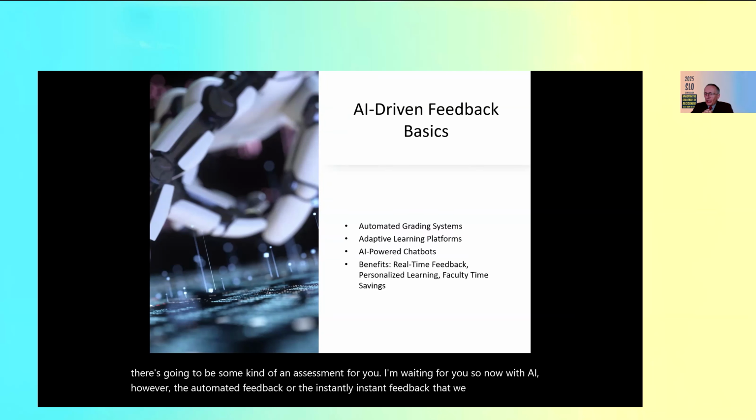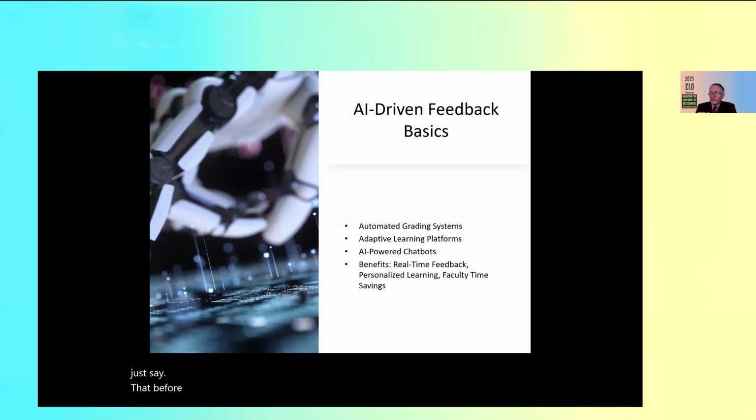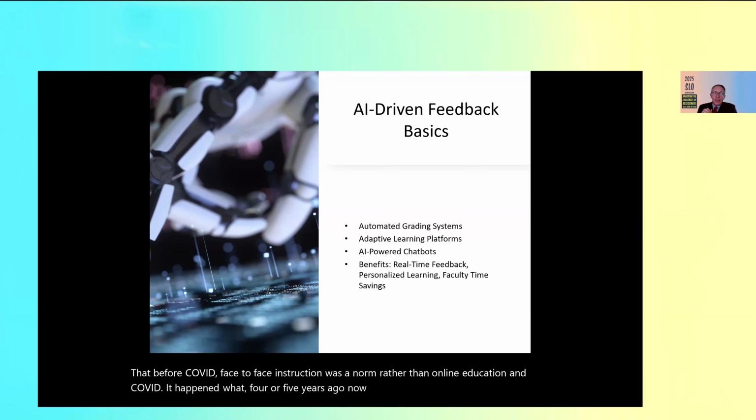So now with AI, however, the automated feedback, or the instant feedback that we are capable of providing, is a tool that has never ever been available to us in history, right? And let's just say that before COVID, face-to-face instruction was the norm rather than online education, and COVID happened what, 4 or 5 years ago now, right? So that's a very abrupt, very quick pace of change, as we know.